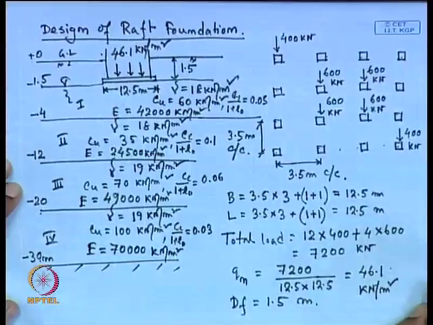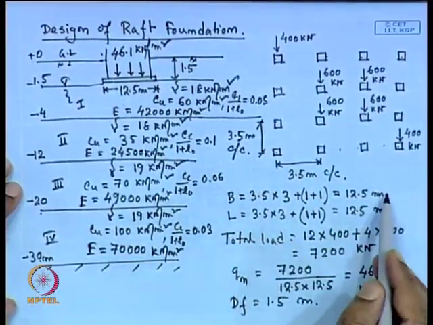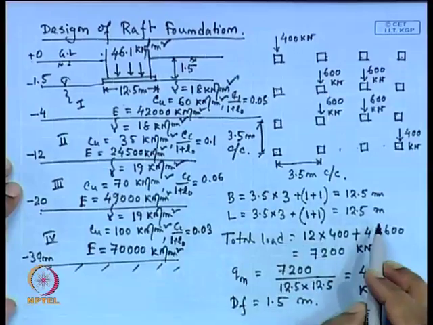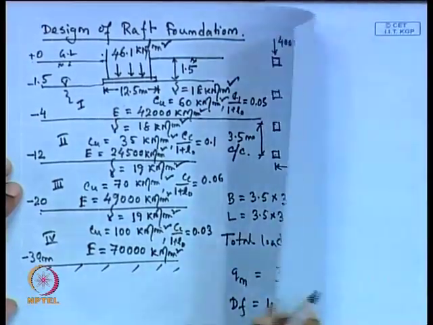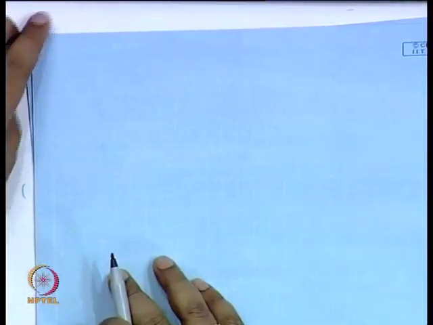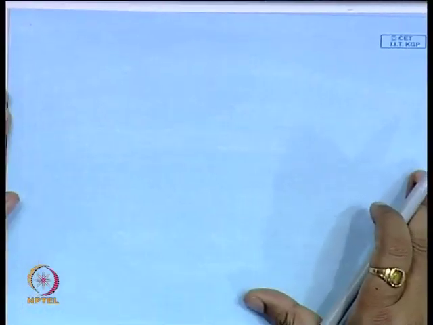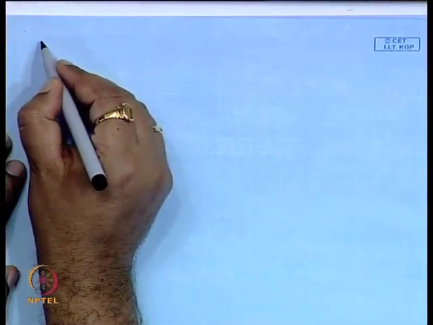Now, we have to check for the first trial whether the dimensions that I have chosen are correct or not. First, we will do the bearing capacity calculation. Then we will go for the settlement calculation. So, the first calculation is the bearing capacity calculation.